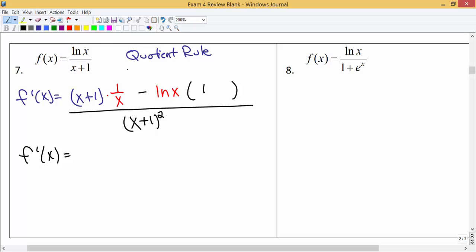Simplify a little bit here, and I'm going to go ahead and multiply in the 1 over x. We're going to think about this as x over 1, so the x's will cancel and we're left with just 1. And then 1 over x times 1 would be 1 over x. And ln of x times 1 is just ln of x, so we get minus ln of x all over the denominator squared.